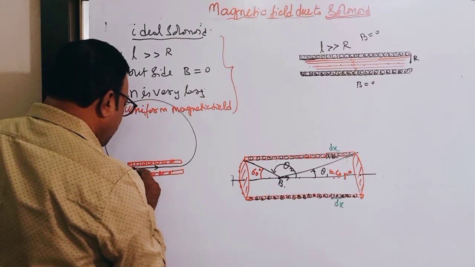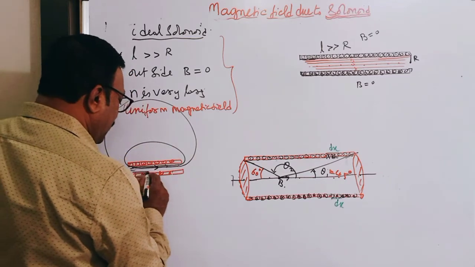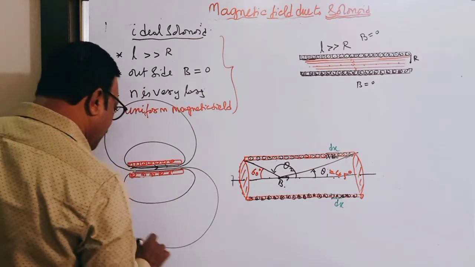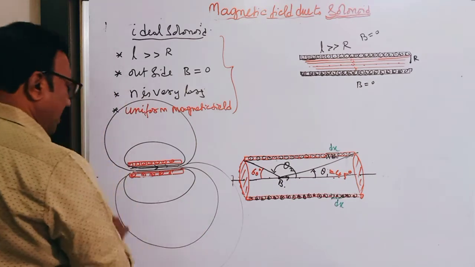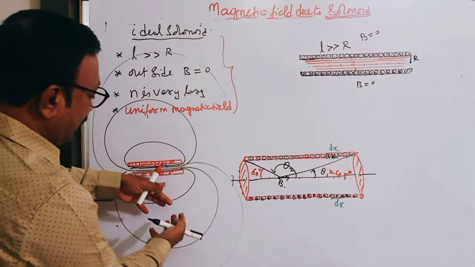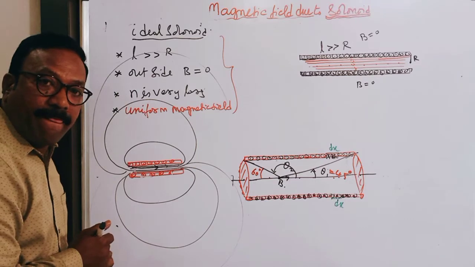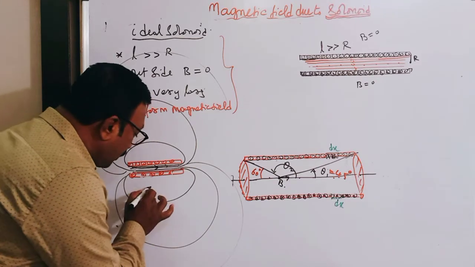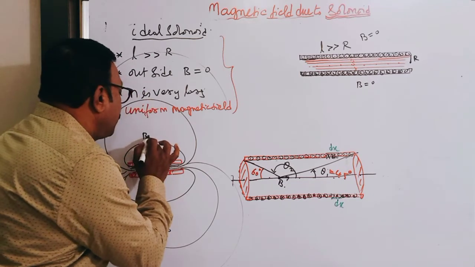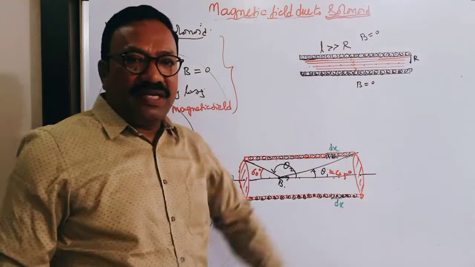You take another line of force, it will come like this. You take another line of force, it comes like this. You take another line of force, it comes like this. Still it will go like this. The magnetic lines of force are dispersed and their density is very less. They are far, so the magnetic field in this region is negligible. So you can explain in that manner.